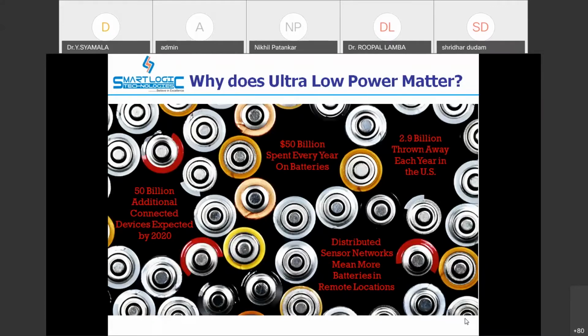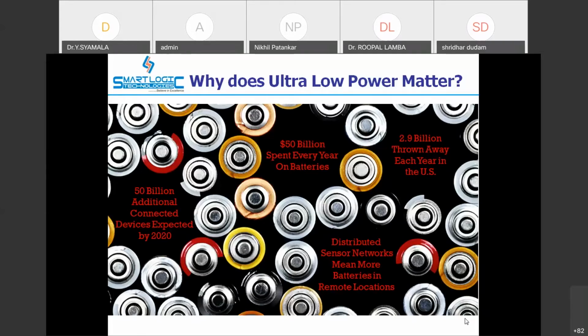Whenever I say connected devices, what do we mean? Connected devices are devices connected to the internet, the IoT devices. They are going to increase. Even 50 billion is spent every year on batteries. When I say my device is portable, obviously it is going to operate on a battery, and the battery is going to be costlier for me.